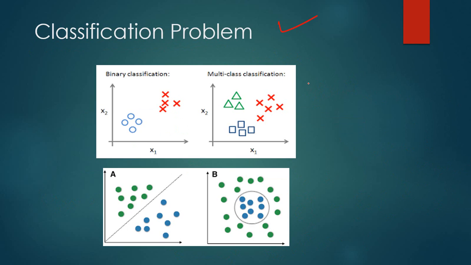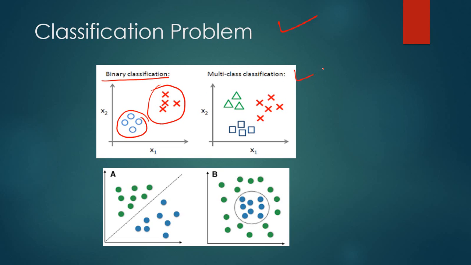Then comes the classification problem. In classification problems, you come across cases where you have to classify things into different types. And it could be binary, that means the classification could be between two types. So we have got one class of circles and we have a class of crosses. So that's binary classification because we have got only two types of points.